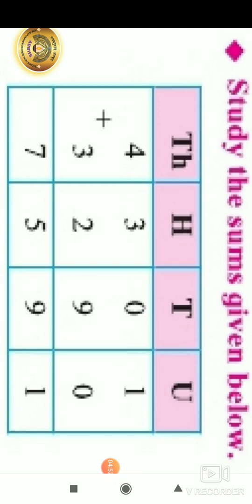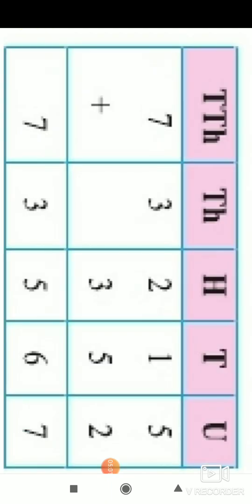Here you can observe 4 columns: thousands, hundreds, tens and units. And here are 5 columns: 10,000s, 1,000s, 100s, tens and units. While adding 3-digit numbers, we add units to units, then tens to tens and hundreds to hundreds. In the same way, while adding numbers with 4 or 5 digits, thousands are added to thousands and 10,000s to 10,000s. Understood?